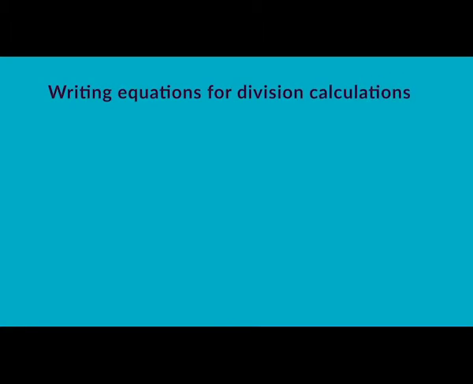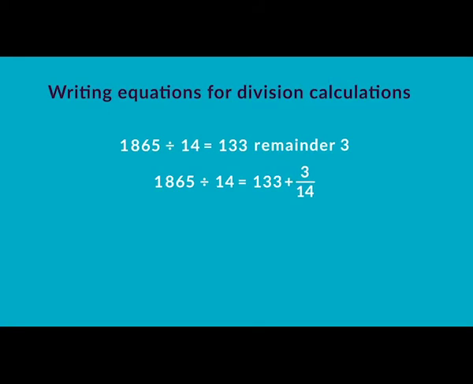In the calculation we did at the beginning of this lesson, 1,865 divided by 14, the answer was 133 remainder 3. To write this as an equation, we start by writing 1,865 divided by 14 is equal to 133 plus 3 divided by 14. This is because the remainder has not been divided by 14, and then rearrange this by multiplying the whole equation through by 14. The equation that results tells us that the dividend, the number we are dividing, is equal to the quotient multiplied by the divisor plus the remainder.